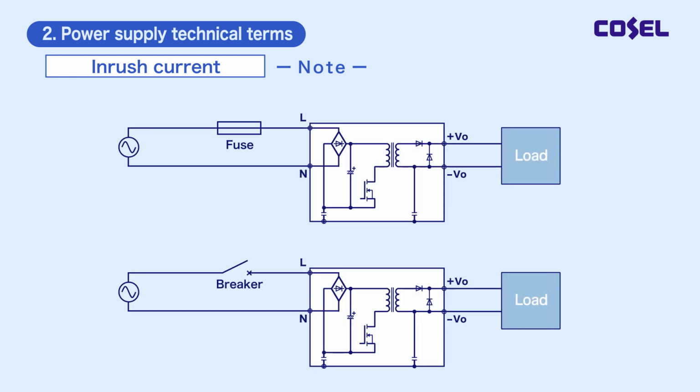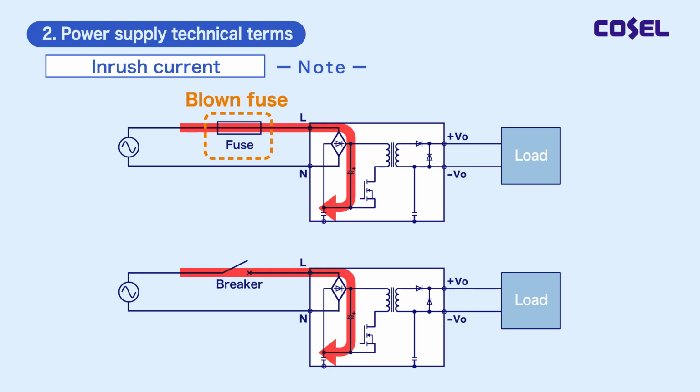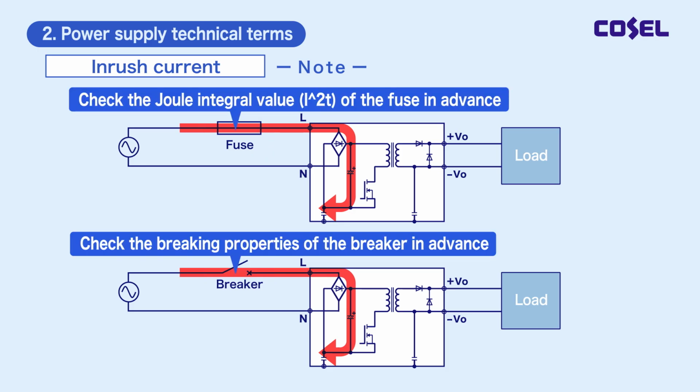Although the inrush current flows for only a few milliseconds, it is several tens of times greater than the steady-state input current, and there is the risk that the external fuse on the input side of the power supply may blow or trip the breaker. To prevent fuses from blowing and breakers from tripping due to inrush current, please check the Joule integral value of fuses and the breaking properties of breakers in advance.